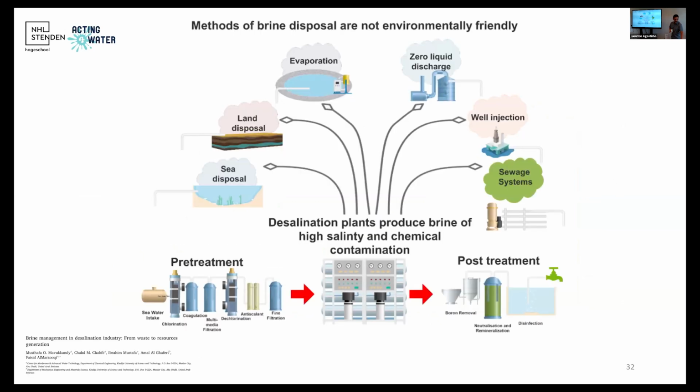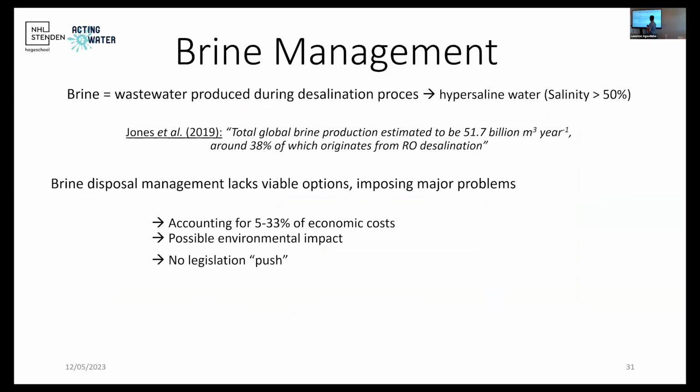So brine management is necessary because brine is a wastewater produced during desalination and is hypersaline water. The total global brine production is estimated to be 51.7 billion cubic meters per year, and around 38% of which originates from reverse osmosis. Of course this is the approximate reverse osmosis share, but actually the reverse osmosis share is higher than that right now, so it surpasses 50%. But as we also saw in the first talk, the magnitude of the reverse osmosis plants is considerably smaller than the thermal desalination plants.